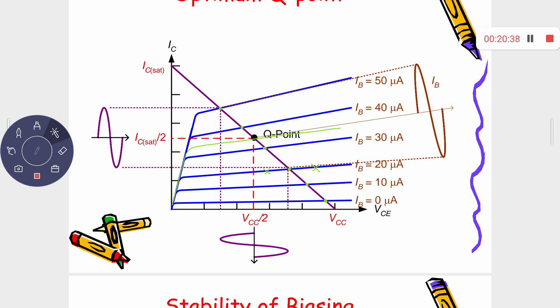The optimum Q point is typically selected at the middle of your VCC. Suppose this is, say, a 10 volt or 12 volt supply, then you should expect it to be very close to 6 volt or 5 volt, in the middle. So this one is optimum. This is the optimum collector current, right?